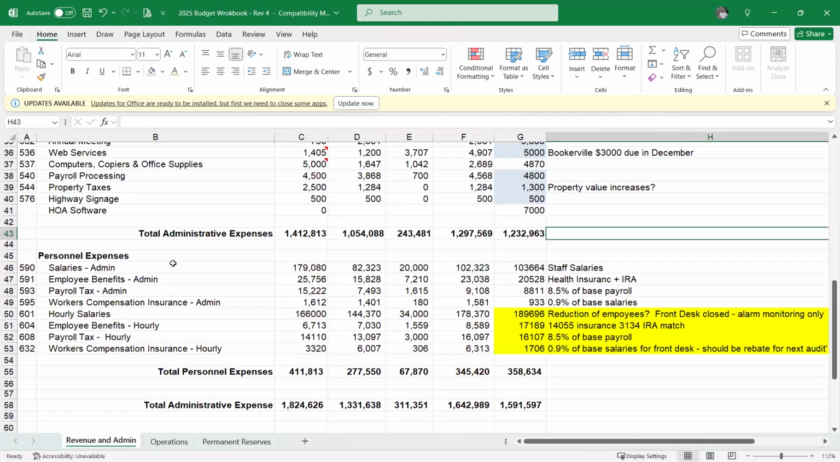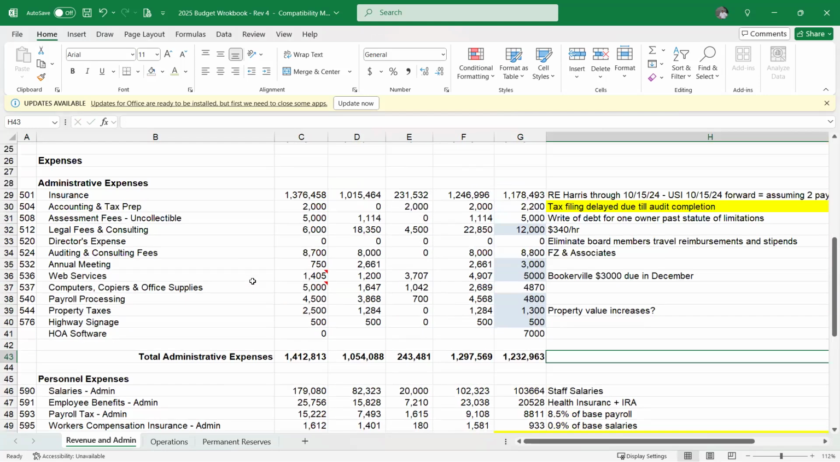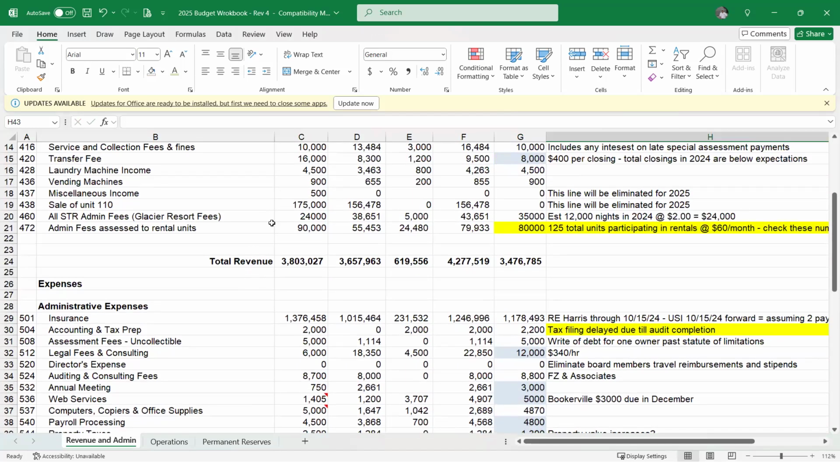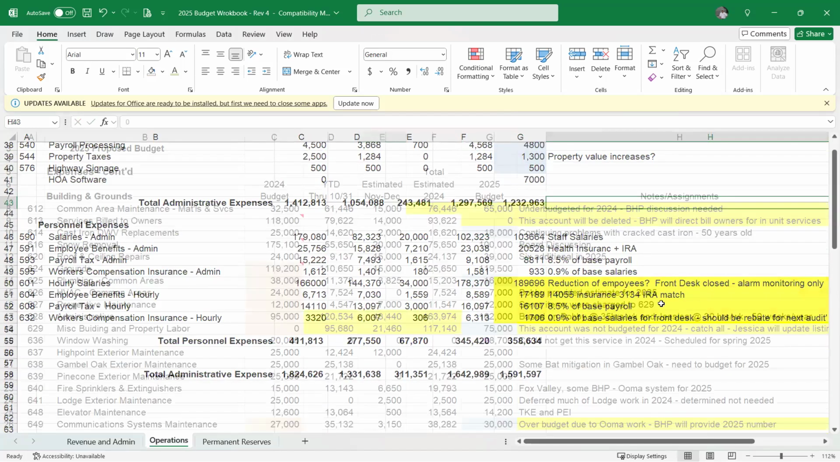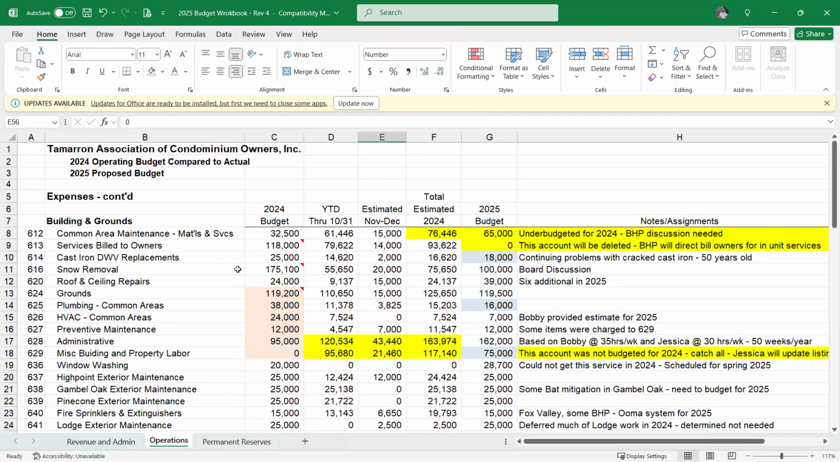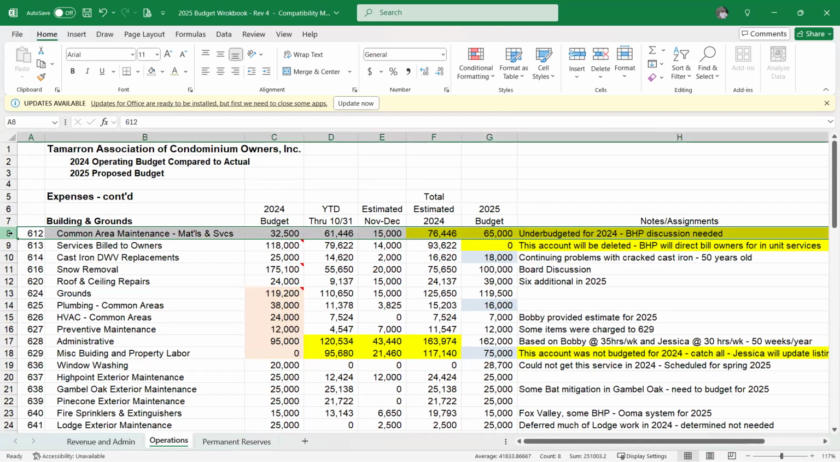Okay, that takes us through revenues and administrative costs. So we'll go to operations. First line item, I had a quick email with Bobby this morning on this. Bobby, did you have a chance to look into this? Yeah, a little bit. 612.